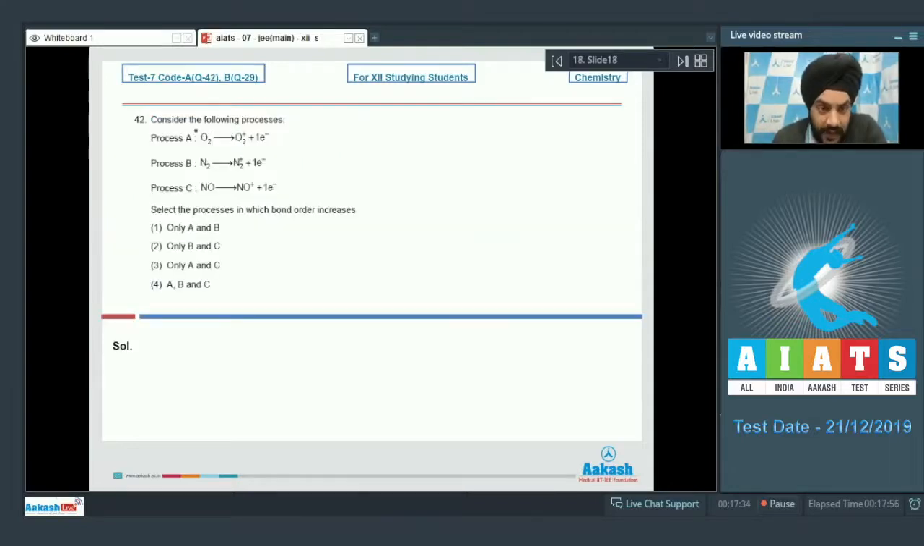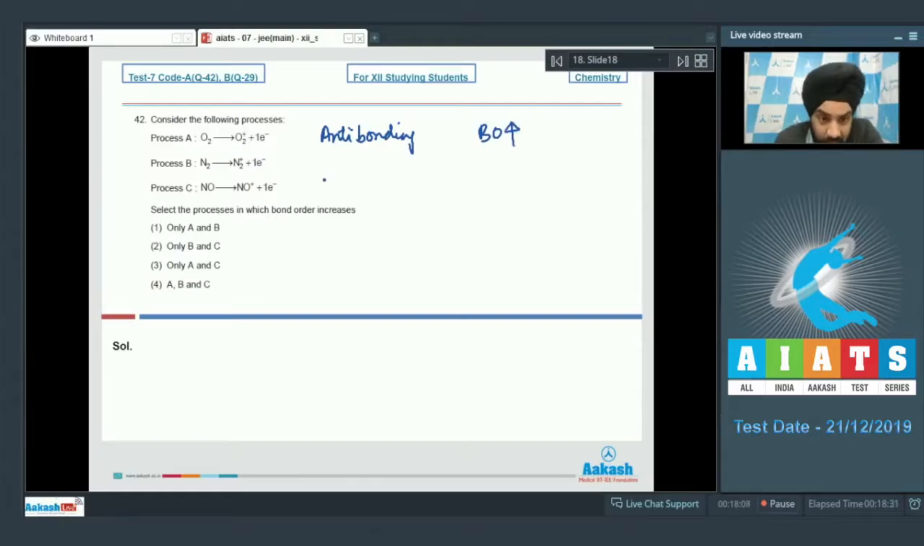Question number 42. Consider the following processes. So process A has O2 converting into O2+. Process B has N2 converting into N2+, and process C has NO converting into NO+. Okay. We have to select the processes in which the bond order increases. So in process A, students, the electron is removed from the antibonding orbital. So it means that the bond order increases.